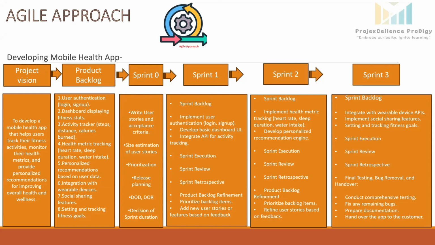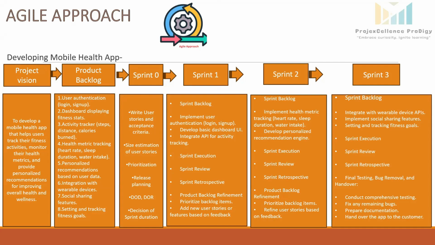Next will be the sprint retrospective. So sprint retrospective, the development team will conduct a retrospective meeting. It will be the internal meeting. So they will discuss what went well and what could be improved during this sprint. So the team will identify the areas of improvement and enhancing the user engagement features and incorporating additional health metrics. So all will be discussed during this sprint retrospective meeting.